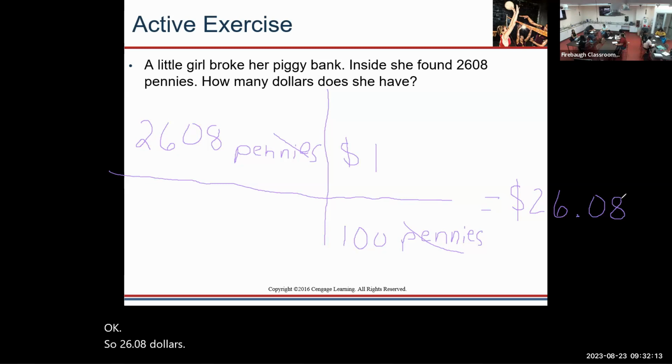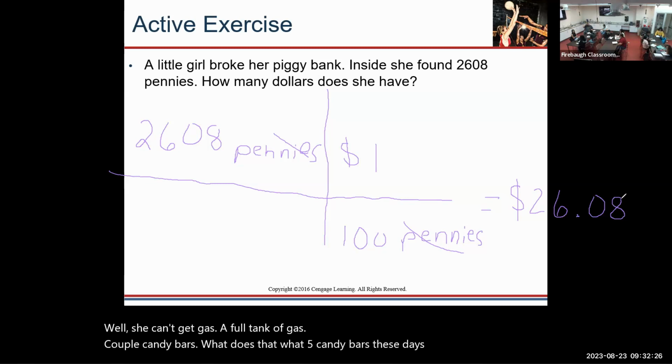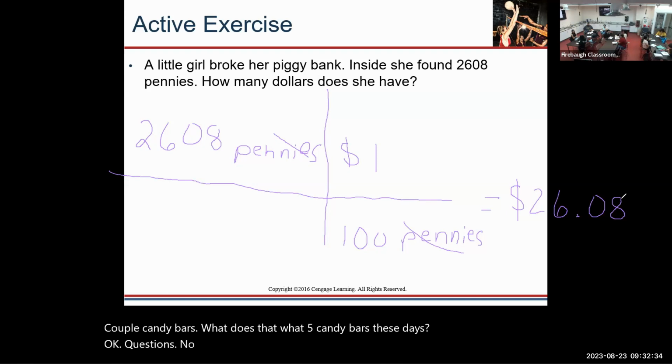You can almost buy, you can't get a full tank of gas. Couple candy bars, what is that, what, 5 candy bars these days? Okay, questions? No questions? Okay, good. Ready for some more?